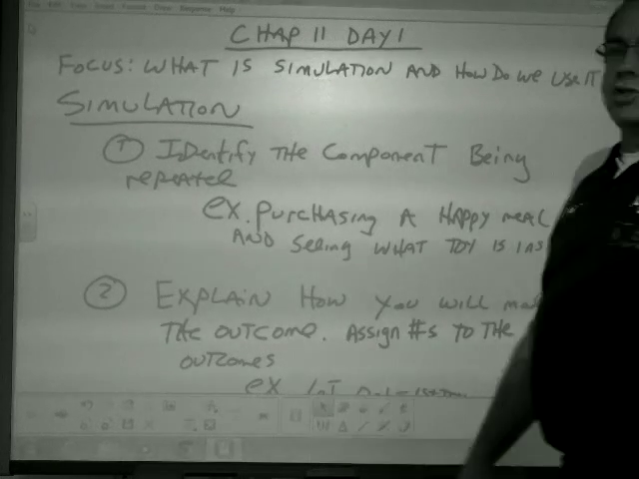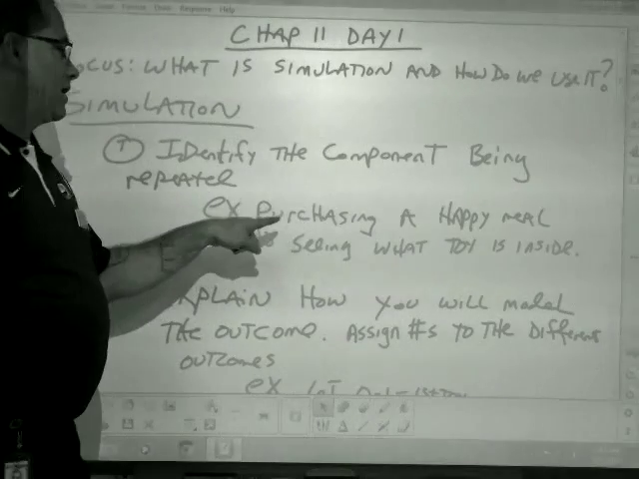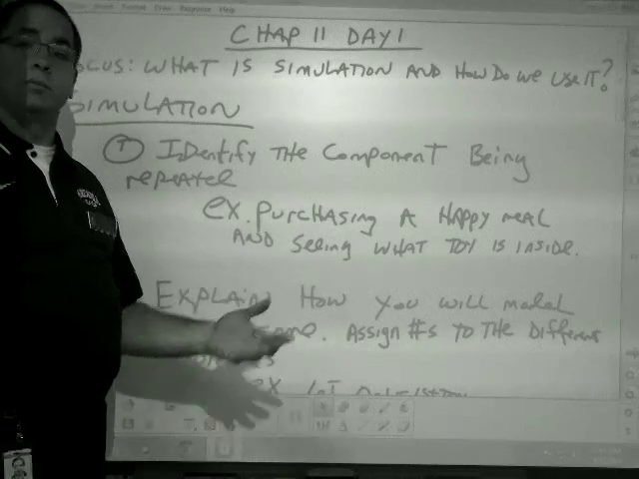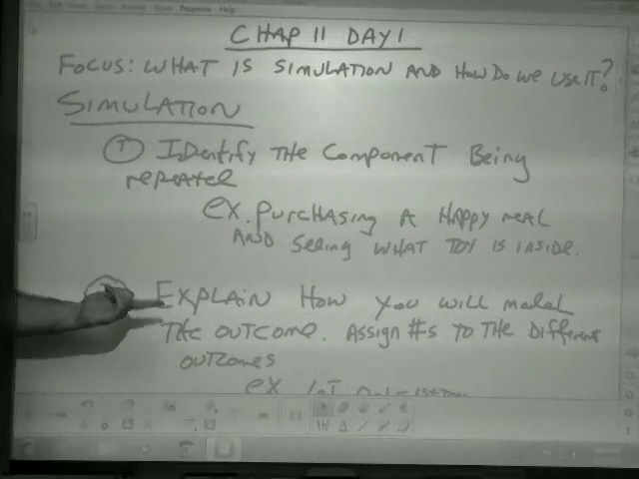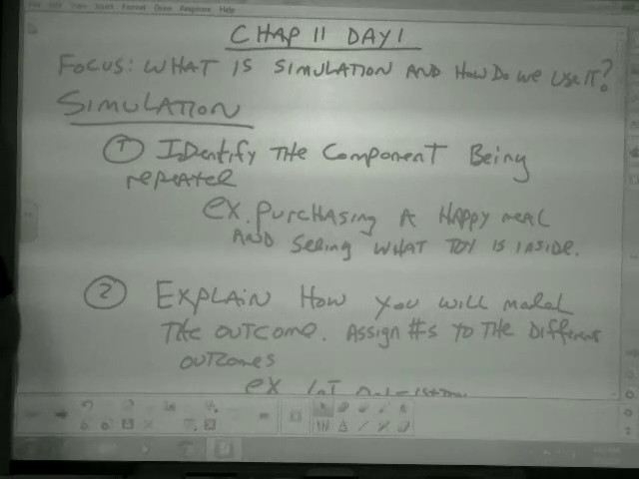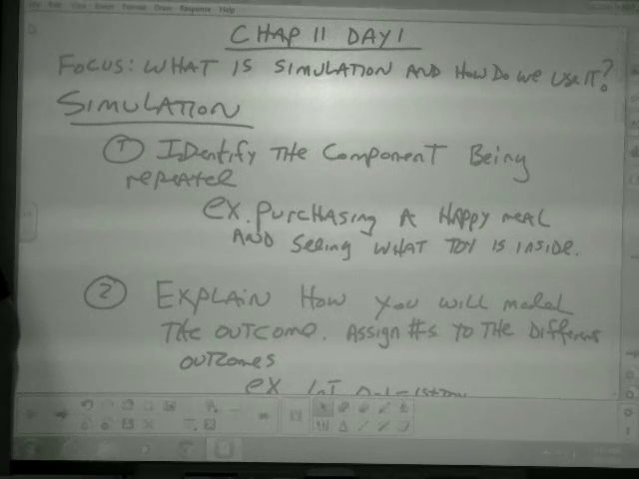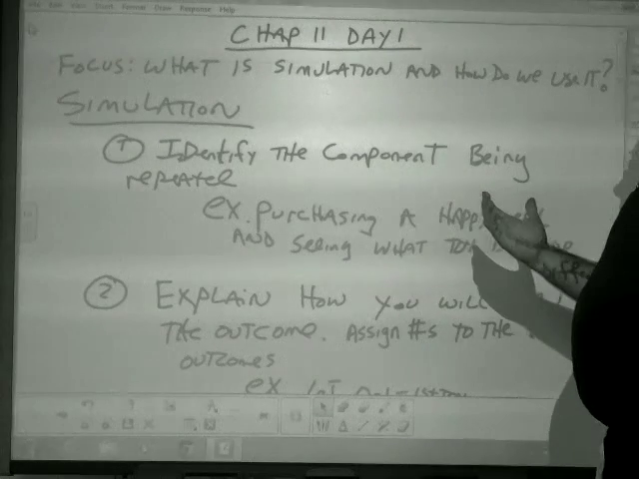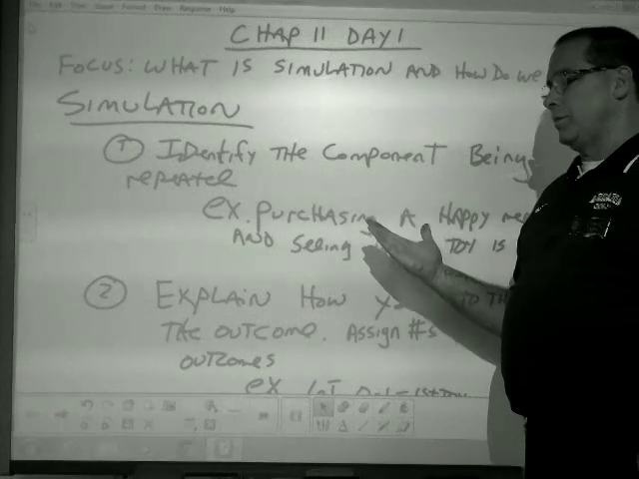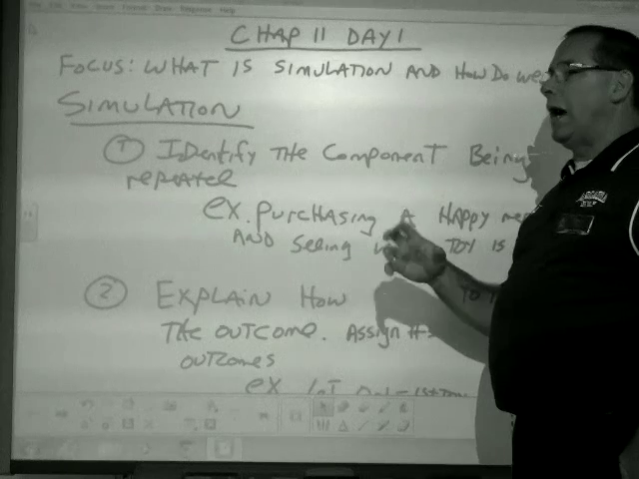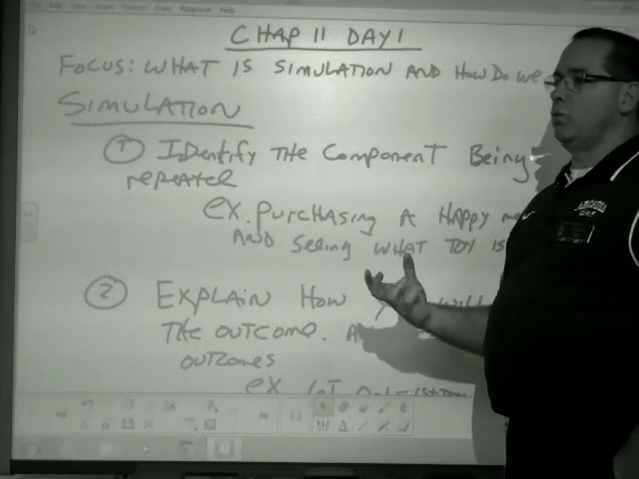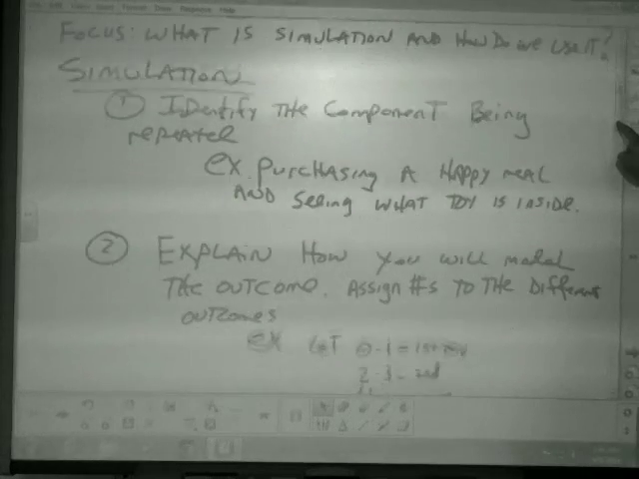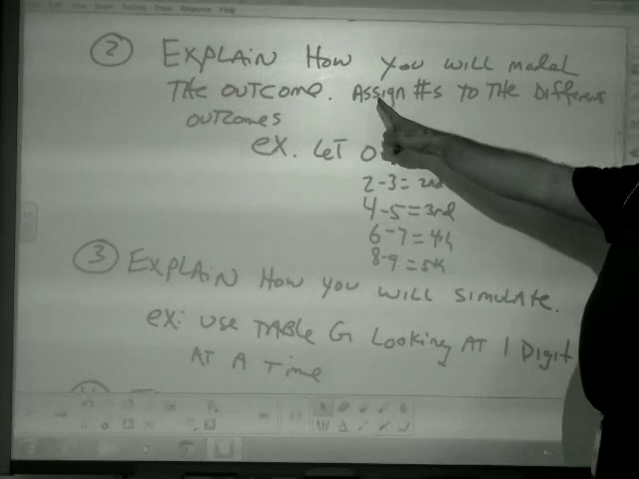Simulation then allows me to perform the task over and over again, purchasing a Happy Meal, without actually purchasing it. I'm just simulating it. Next is explain how I will model the outcome, okay? How am I going to model this outcome? I have to explain how I am going to go through the process. What does a simulation look like? So explain how you model the outcome.